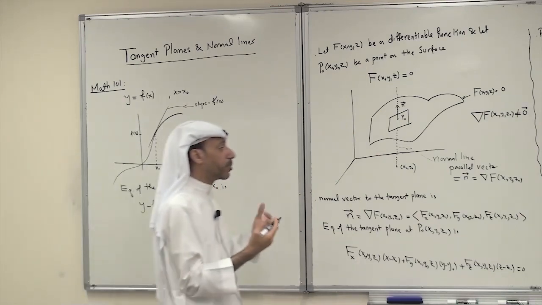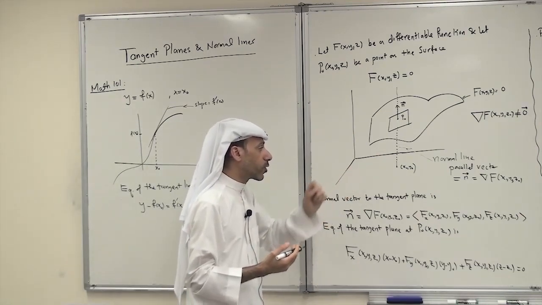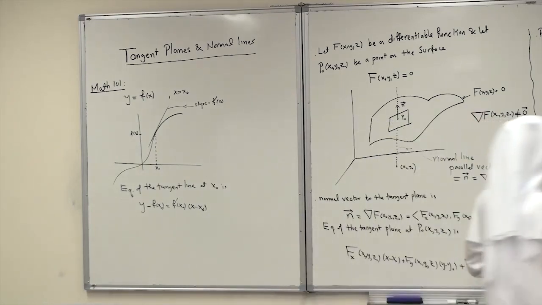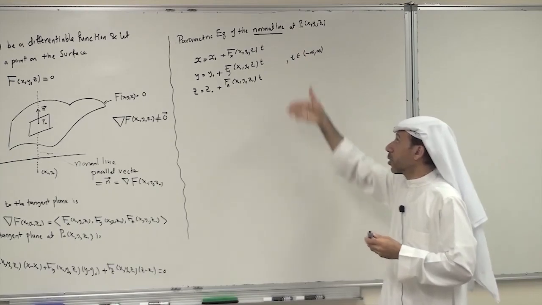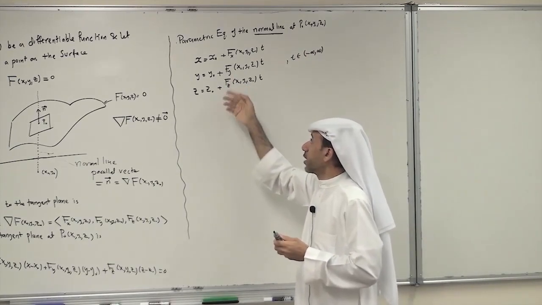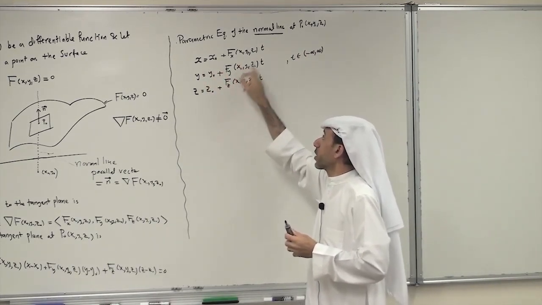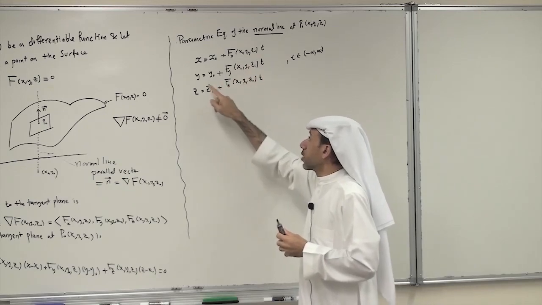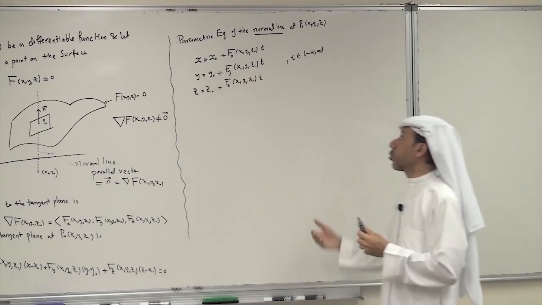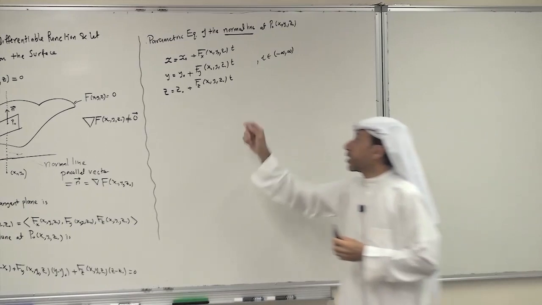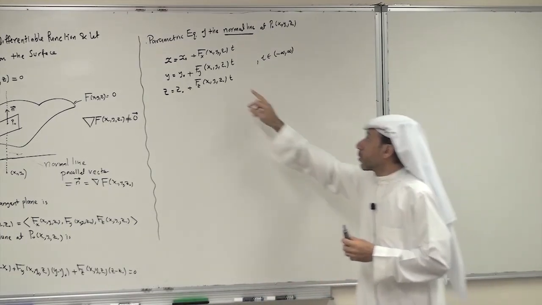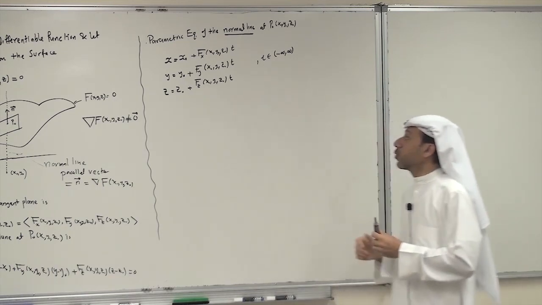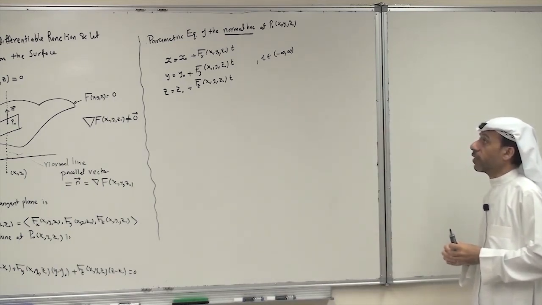Now, how to find the parametric equations for this normal line? The parametric equations of the normal line at the point x0, y0, z0 are given as follows. x equals x0 plus f sub x at B0 times t, and y equals y0 plus f sub y at B0 times t, z equals z0 plus f sub z at B0 times t, where t goes from minus infinity to infinity.